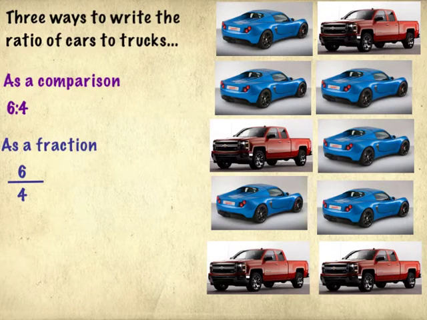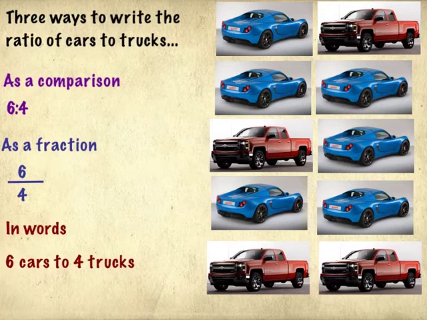I can also write my ratio as a fraction, 6 over 4. And of course, when the denominator is smaller than the numerator, we call that an improper fraction. And last, our objective for today is to write it in words. So I can also write 6 cars to 4 trucks. All 3 of those mean the same thing. You're pretty familiar with ratio by now, so you probably are not shocked by that information, but it's just a quick review.